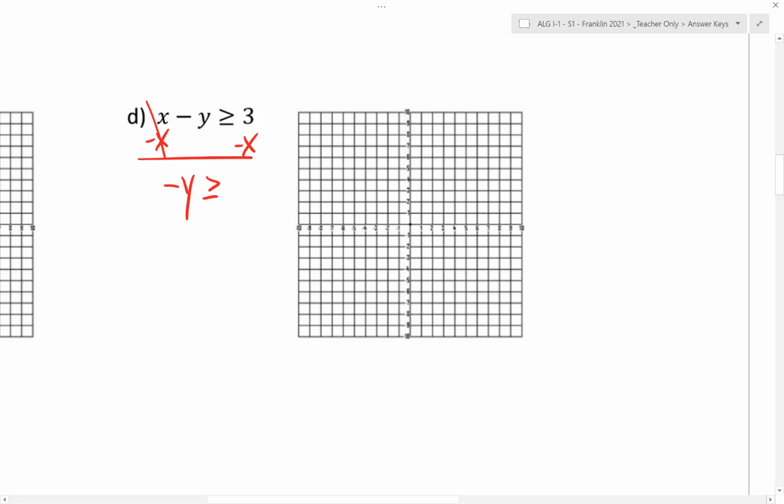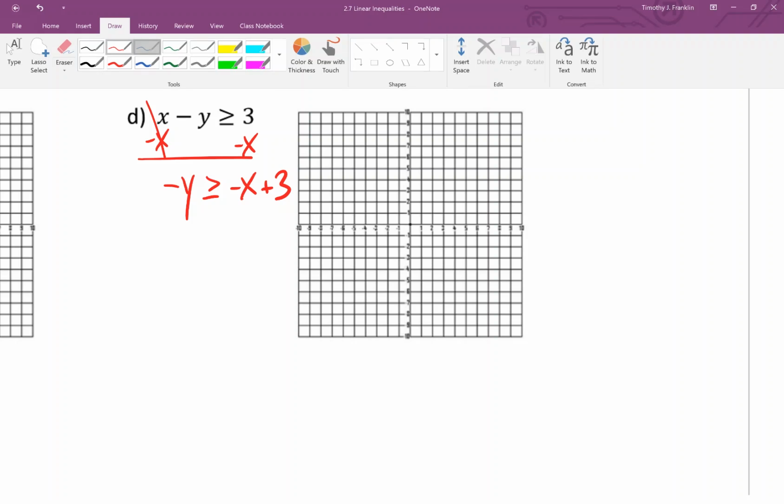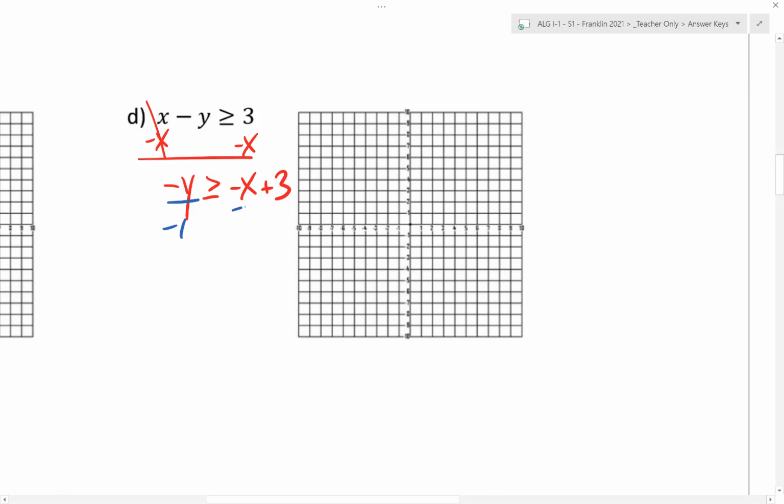Negative y is greater than or equal to negative x plus 3. Again, write that x term first because you do want slope-intercept form. Final step here is to divide by negative 1 to get y by itself. Don't forget to flip your inequality symbol because we divided by a negative. So y is less than or equal to x minus 3.